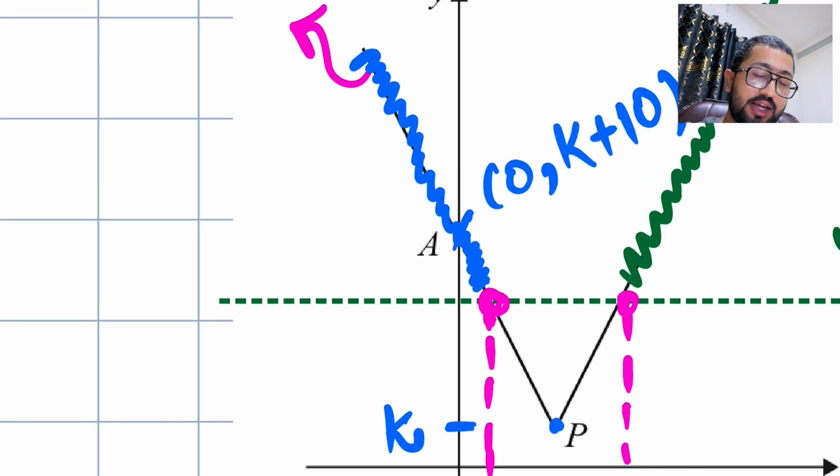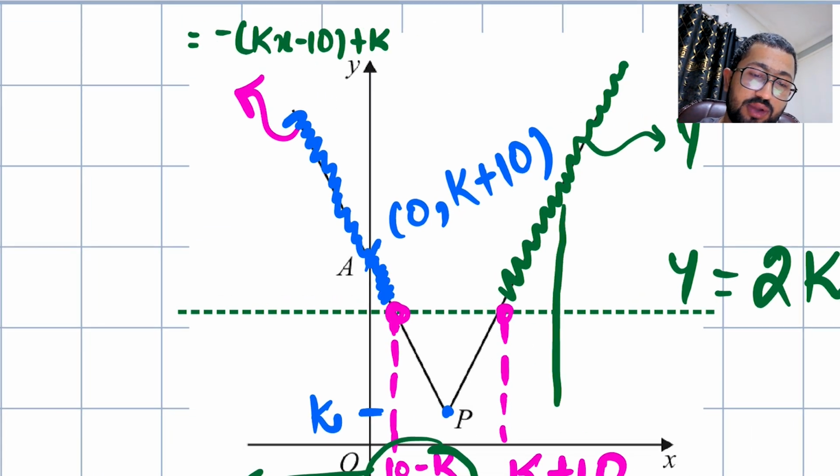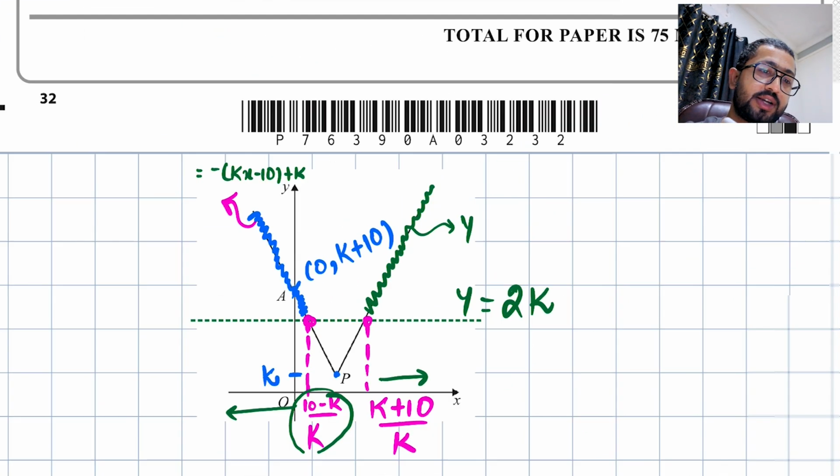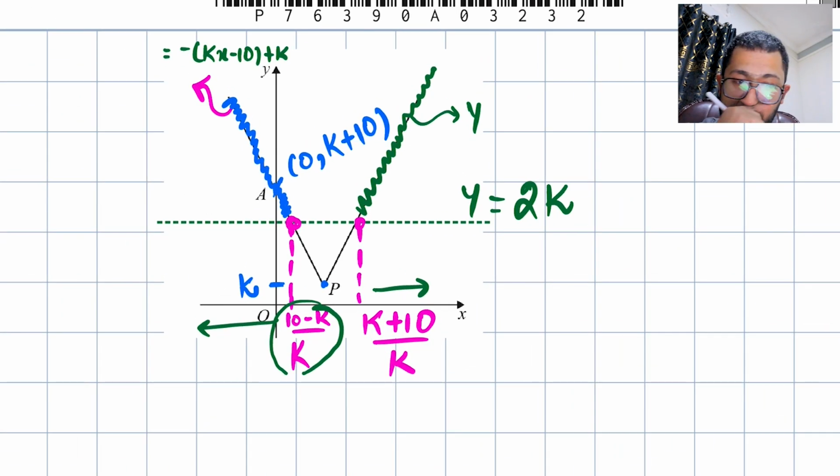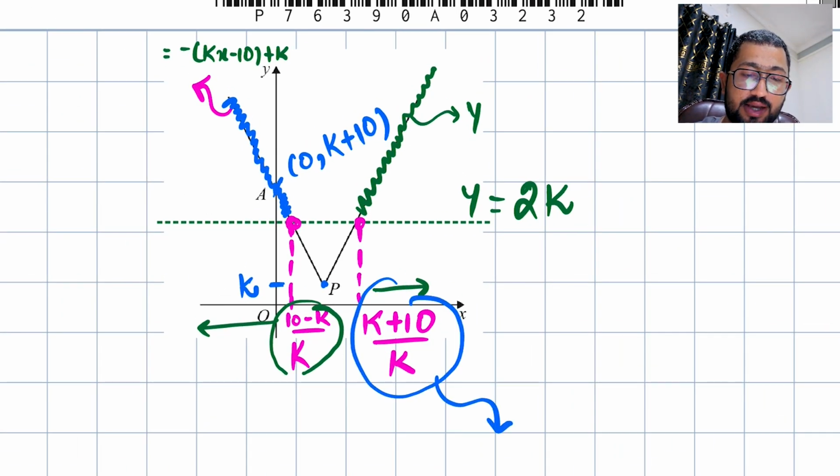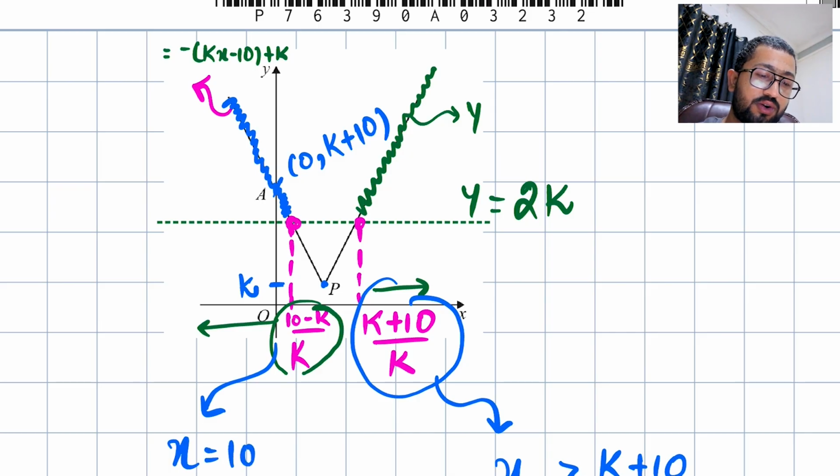So this shaded area is to the left side of the point of intersection, and this shaded area is to the right side of the point of intersection. So the final answer will become: that is the right side of values of x. Right side means greater than, and this area is the left side, and left side means less than 10 minus k over k.